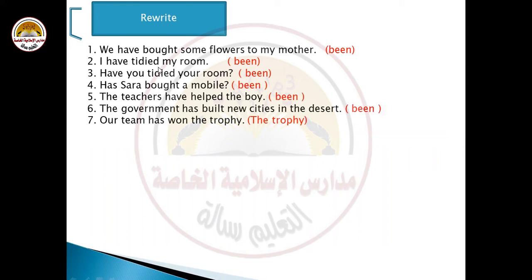Okay, number 2, I have tidied my room. If he asks you to write using been, this means he wants you to change this active sentence to a passive sentence. My room has been tidied. Notice when we have another subject or another object, this is singular. My room has been tidied.